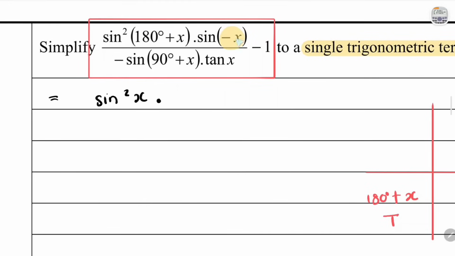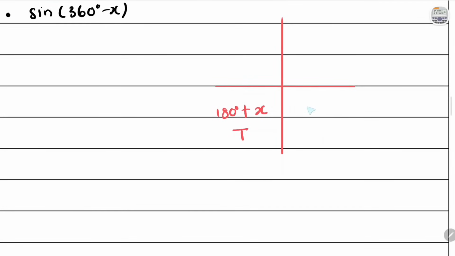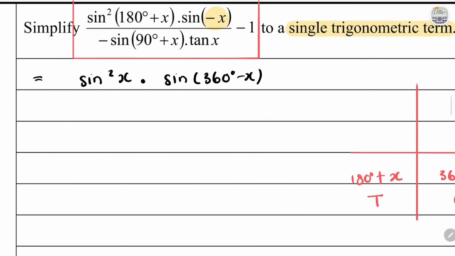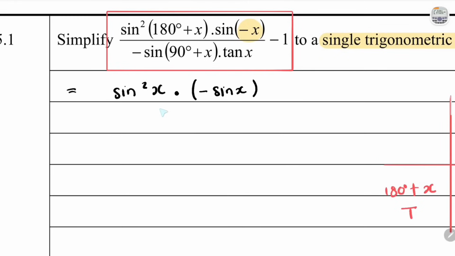Notice that the angle here is negative. So we can simply just add 360 degrees to this. So this is sine 360 degrees minus x. And now we can reduce it. So looking at that, 360 degrees minus x lies in cos's quadrant where sine is negative. So this reduces to negative sine x. Okay, it's multiplied by negative sine x.